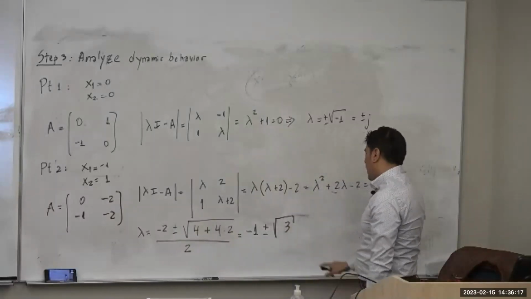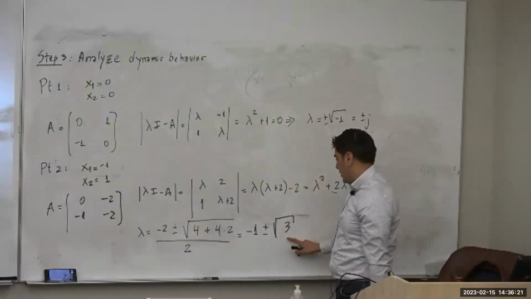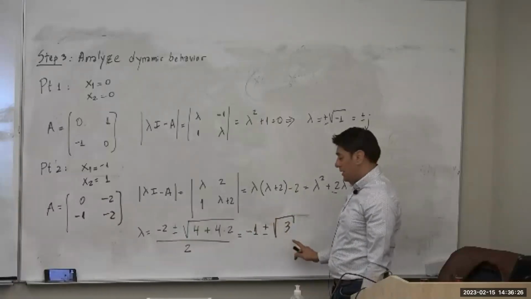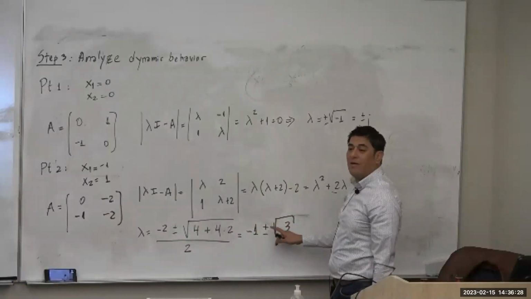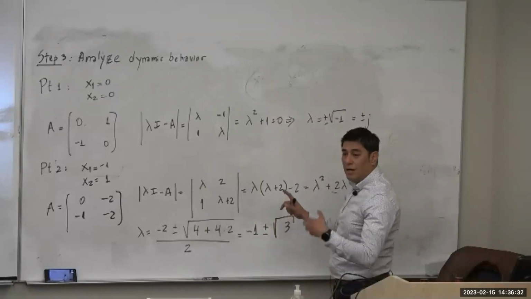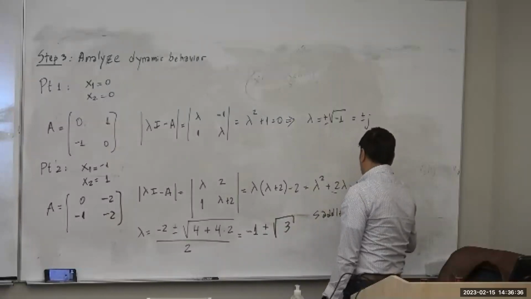So the square root of 3 is 1.73 and something else. When this is negative, you will have a real negative quantity. But when this is positive, you have a real positive quantity. So this is going to be a saddle node. So we obtain a saddle node.